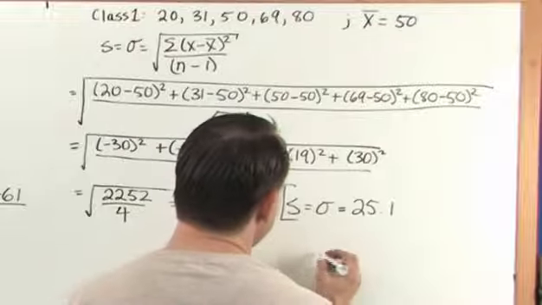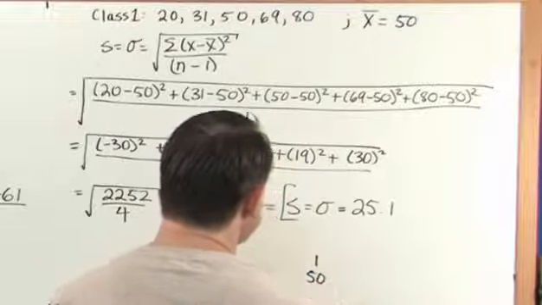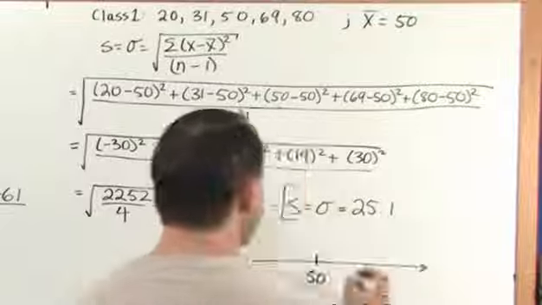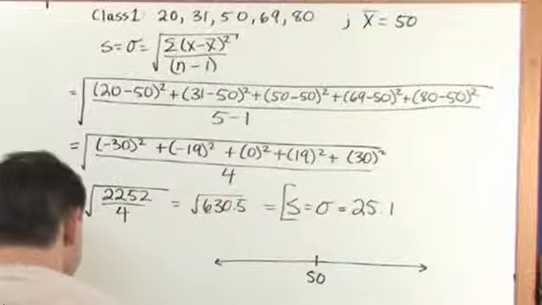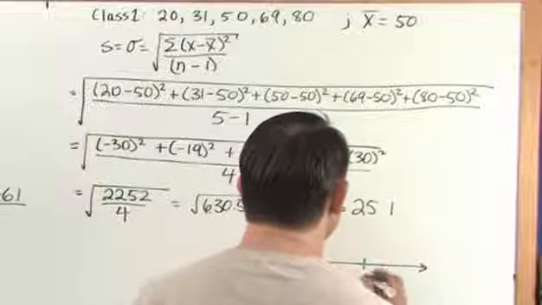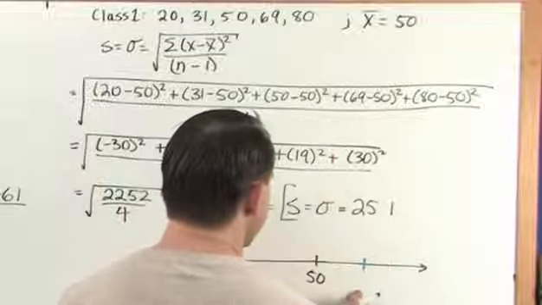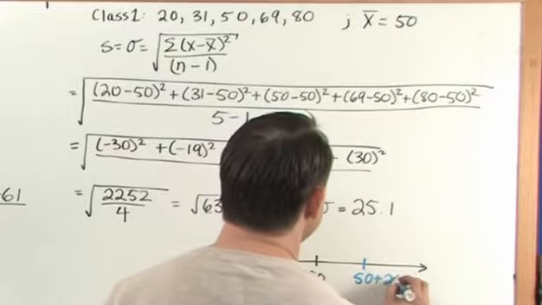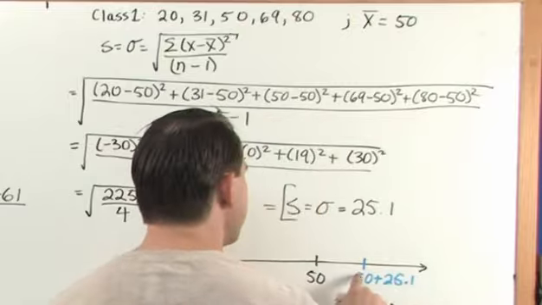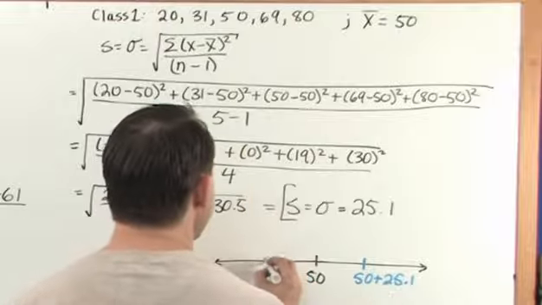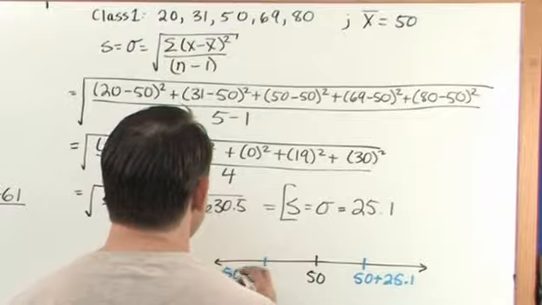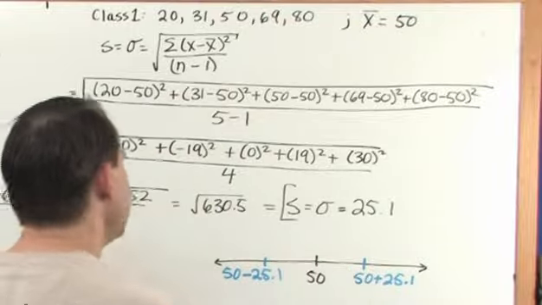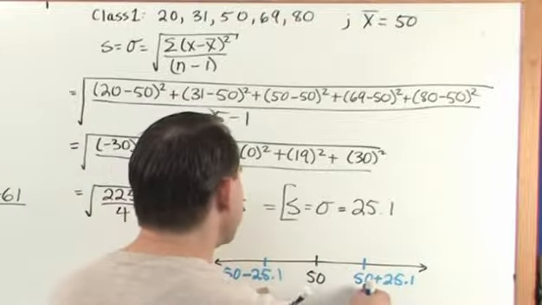So what this really means is, if your mean is 50, and here are grades going up and here are grades going down, then this is going to be 50 plus 25.1. This is 25.1 greater than the mean, and here is 50 minus 25.1. This is 25.1 points lower than the mean. This is one standard deviation around the mean.